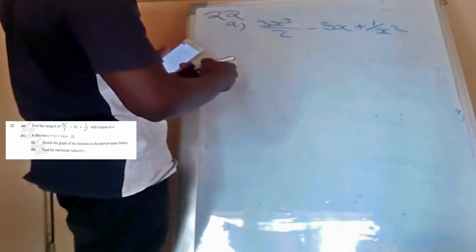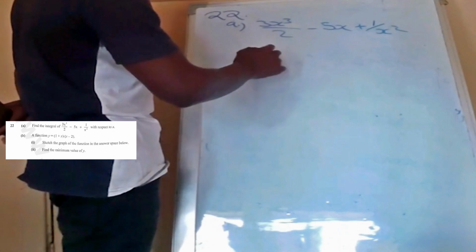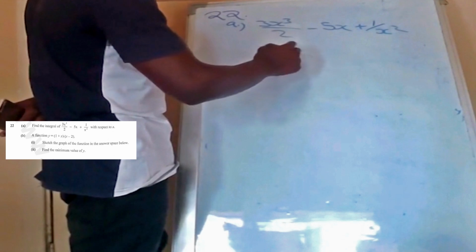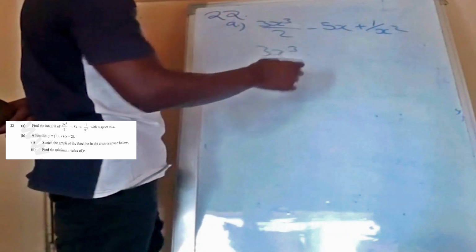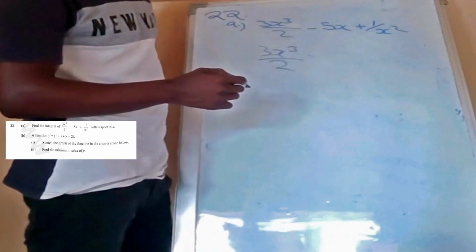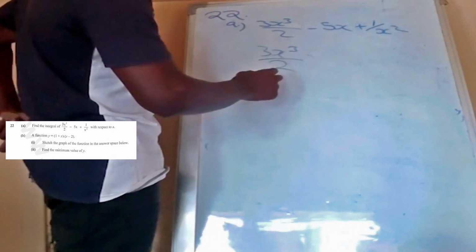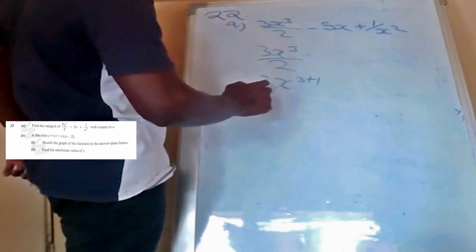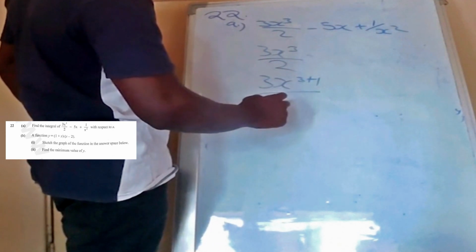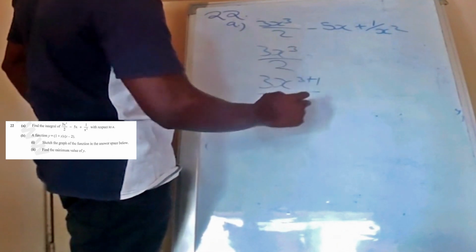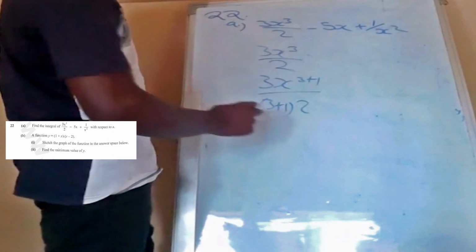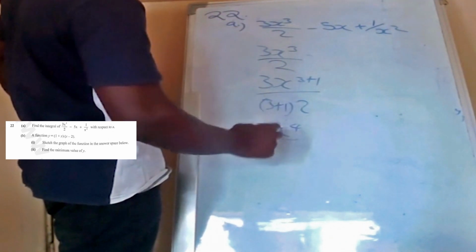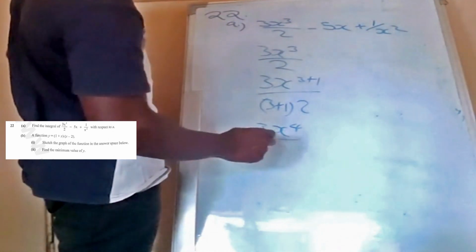For the first one, we have 3x to the power 3 over 2. To integrate this term, what we're going to get is 3x to the power 3 plus 1, over 3 plus 1, multiplied by what we also have at the denominator there, which is 2. So we're going to have 3x to the power 4 over 4 multiplied by 2, which gives us 8.